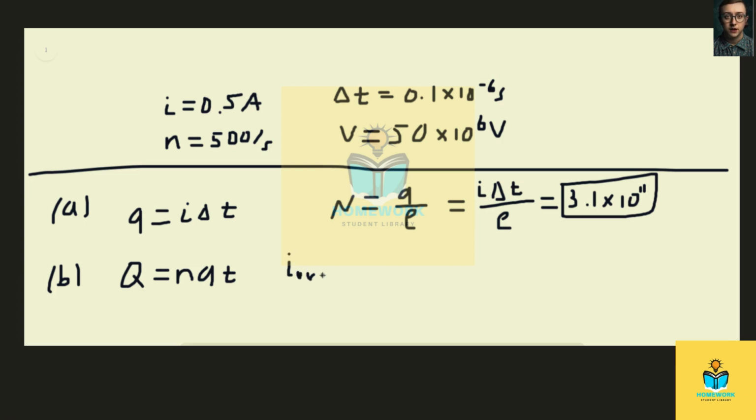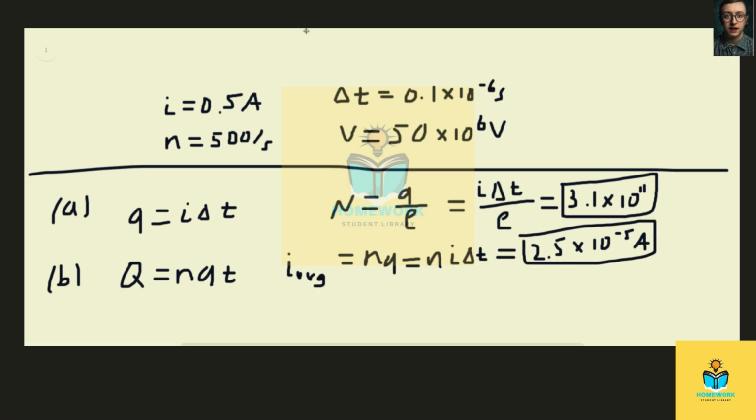Well, I average, so the average current is equal to N times q. So q here is equal to I times delta T. So this is N times I times delta T as previously established. So plugging those values in, this gives you 2.5 times 10 to the minus 5 amperes. And that's the average current, and we can box that in as our solution for part B.